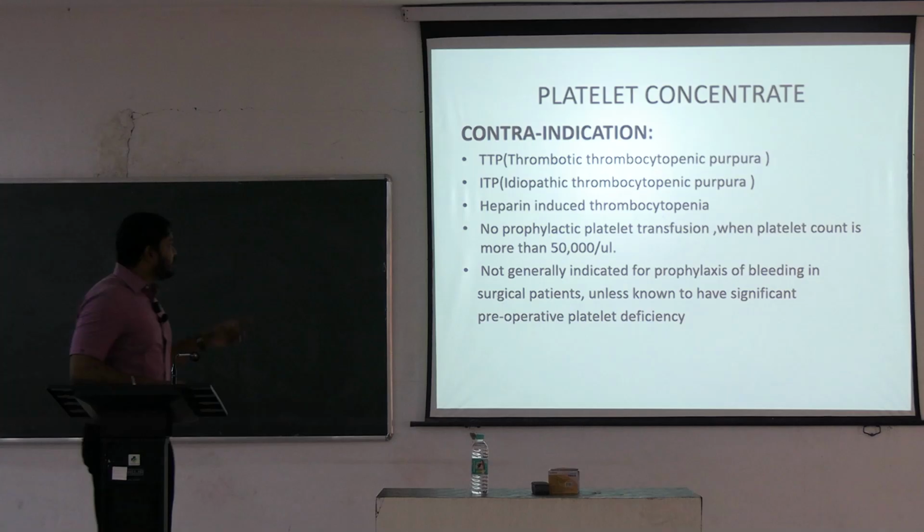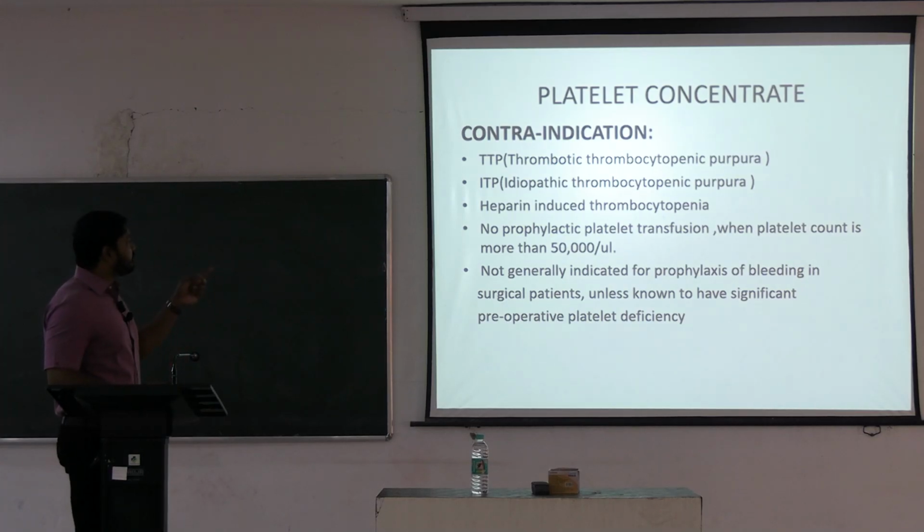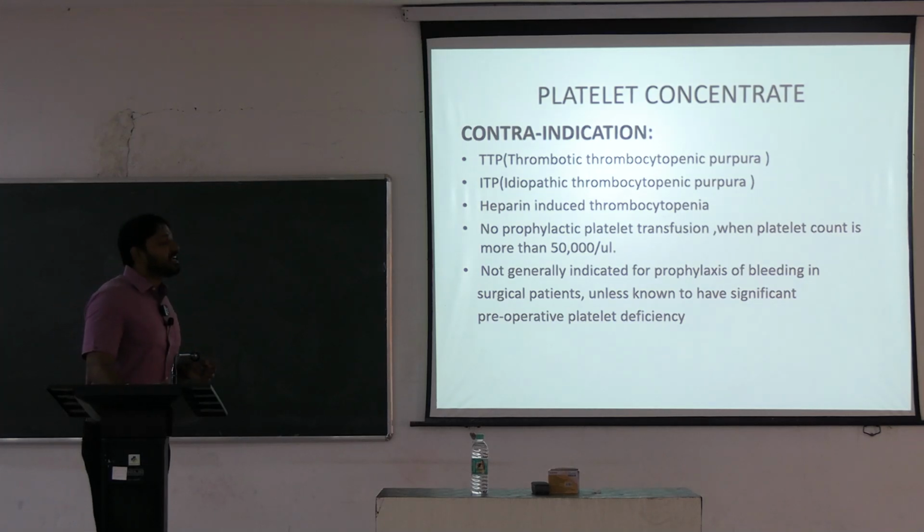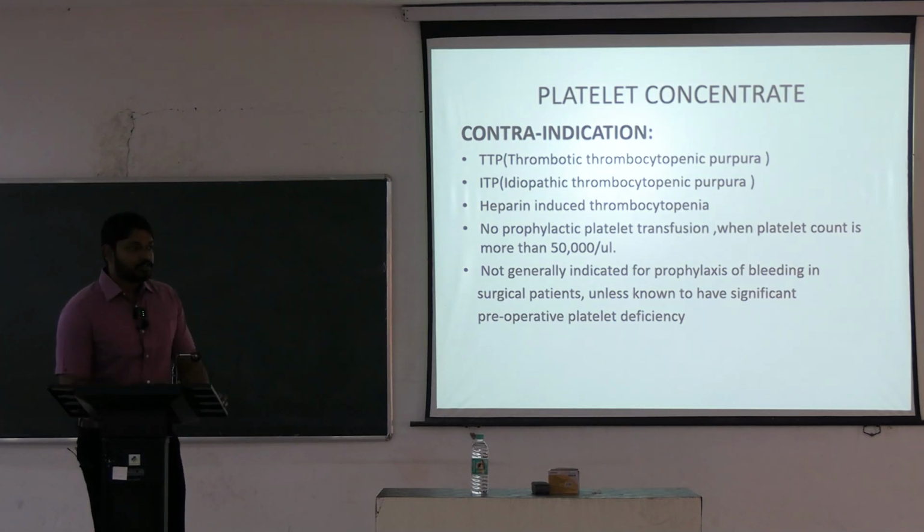In certain conditions like thrombotic thrombocytopenic purpura, ITP, and heparin-induced thrombocytopenia, we do not transfuse platelets. Why? Because the purpura is already an antigen-antibody reaction. If you transfuse platelets, the antibody in that condition is against the platelets, so the platelets will again get affected. It is a waste of giving in those patients.